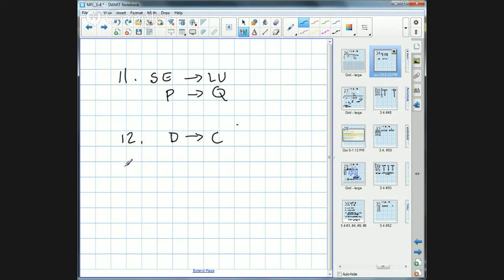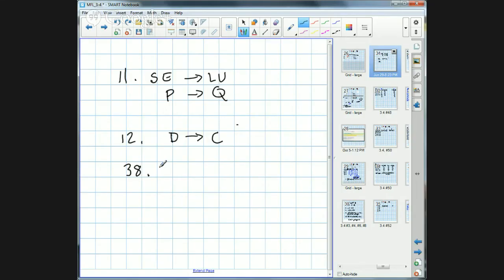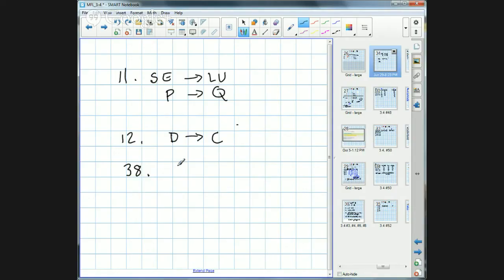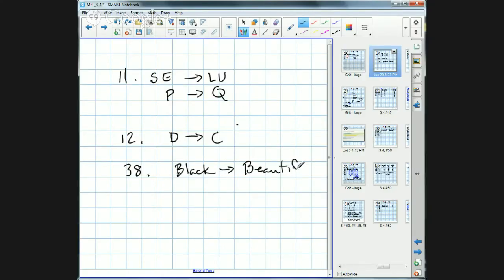Look at number 38. Black is beautiful. Now can you put that in if-then form? If it's black, then it's beautiful. That's right. Because those are both B's, I thought I'd write out the words.